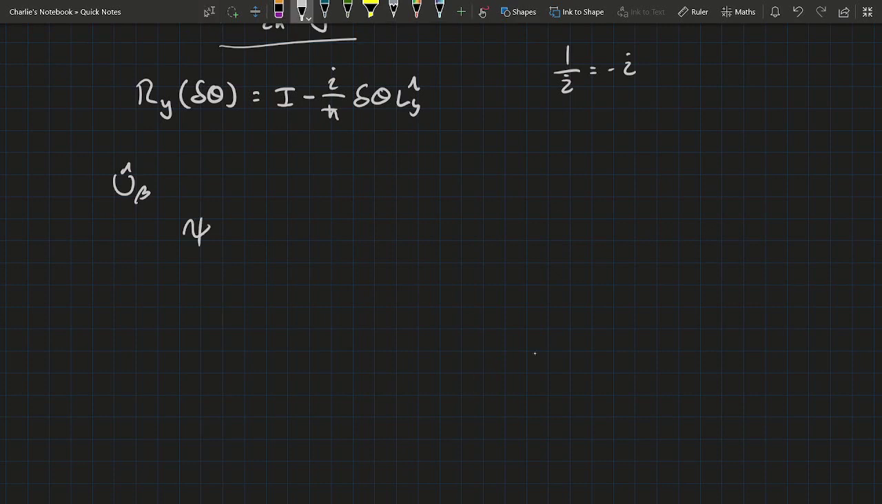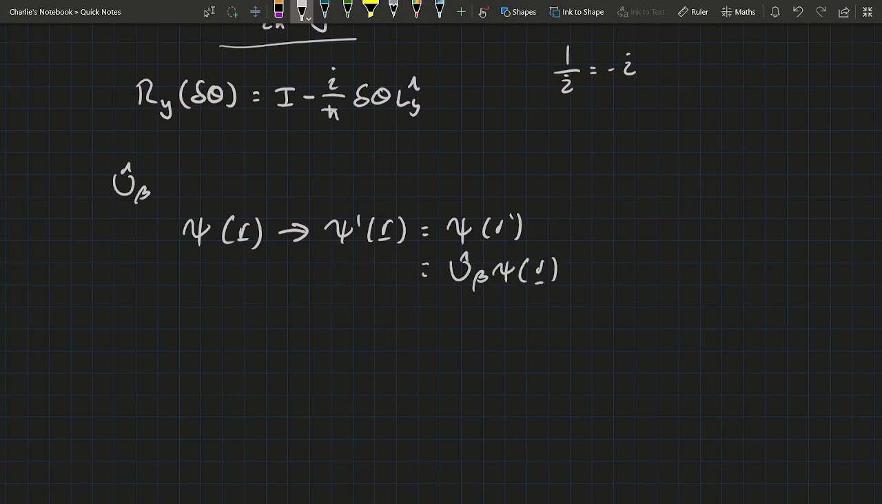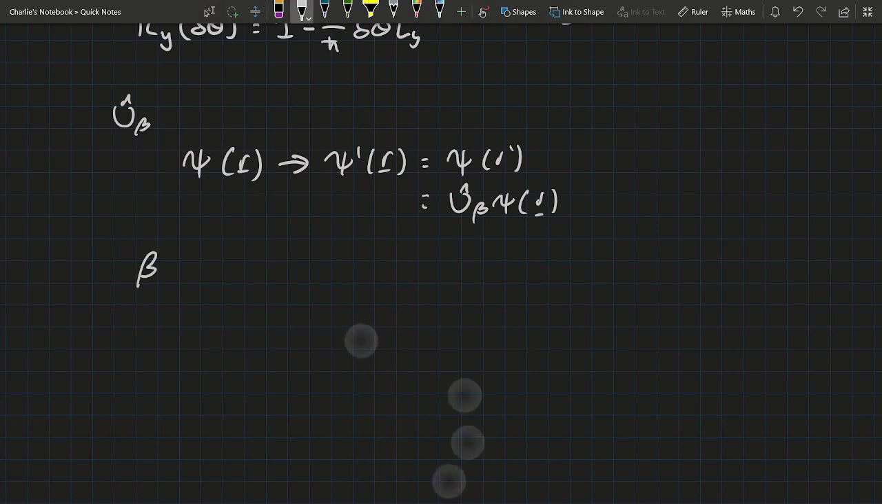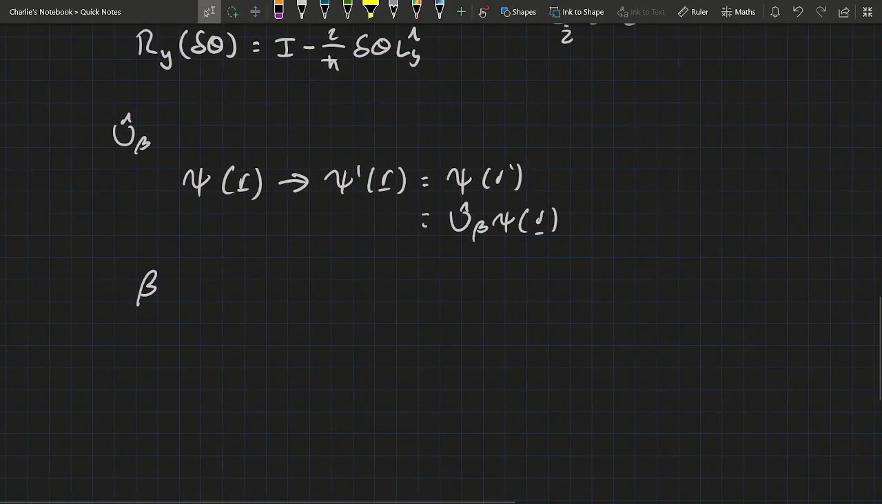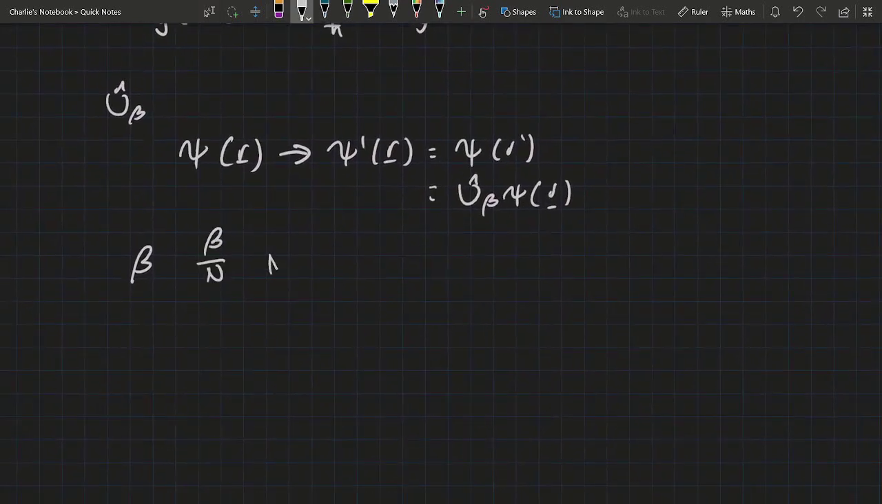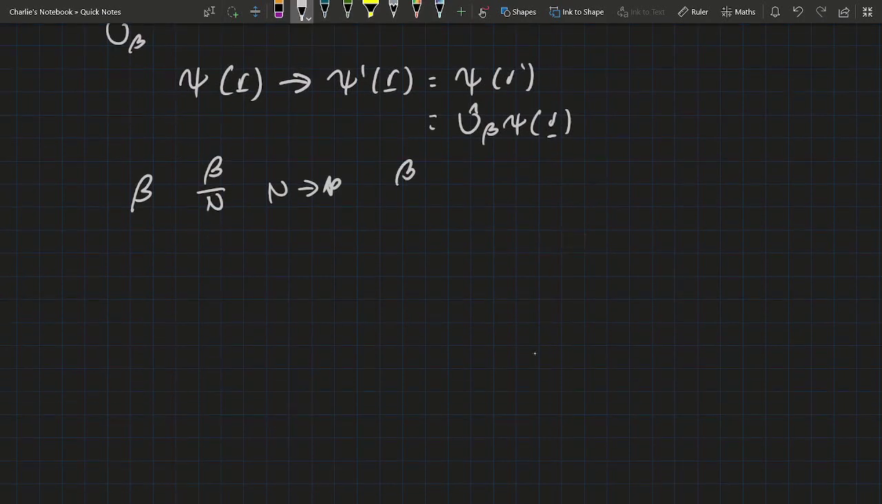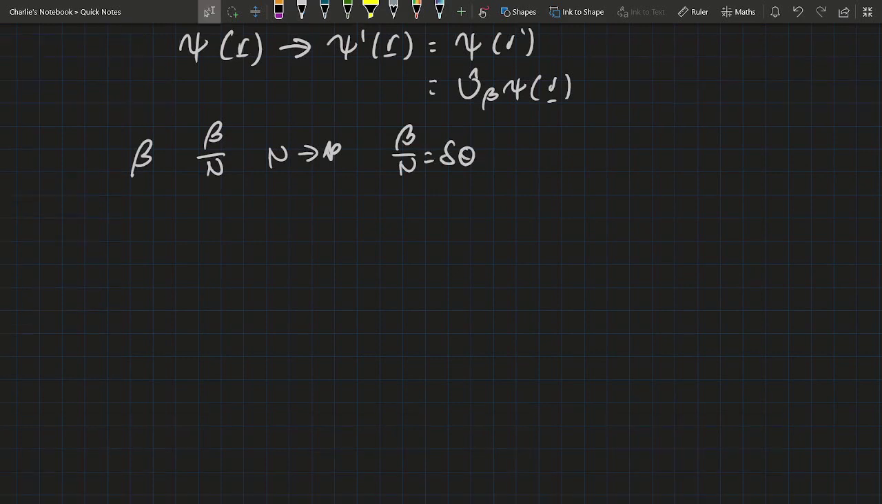As before, we'll have some original state ψ(r), which we transform to ψ'(r), which is equal to ψ(r'), which is equal to our operator U(β) acting on ψ(r). What we can consider is splitting our rotation β into infinitesimal steps. If we divide β through by n and set n tending to infinity, then our rotation will be sufficiently small to use the rotation operator we just defined, i.e. β/n equals δθ.